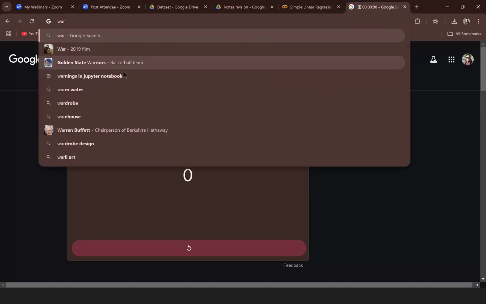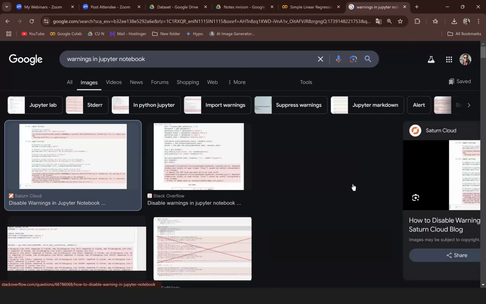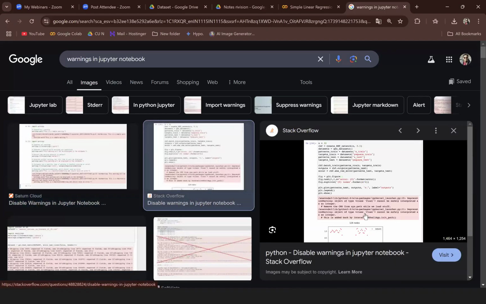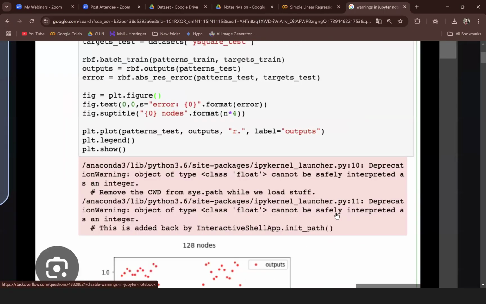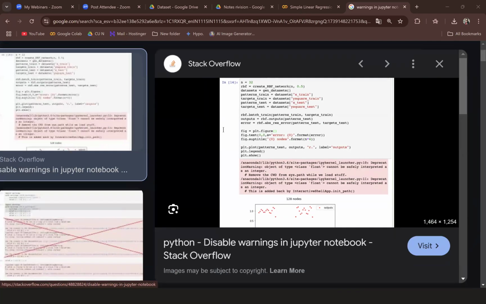Sometimes we get these kinds of suggestions in red color. This is not an error, but it doesn't look good in our code. Let's say some library is going to expire. The notebook will keep suggesting that it is going to expire in future, and that comes in red color. It's not an error, but it does not look good, so I don't want this kind of warning in my Colab file. For that purpose, I use the warnings library.